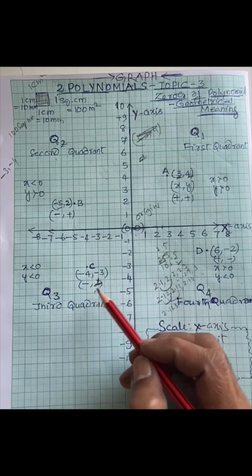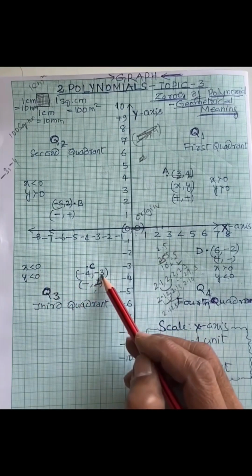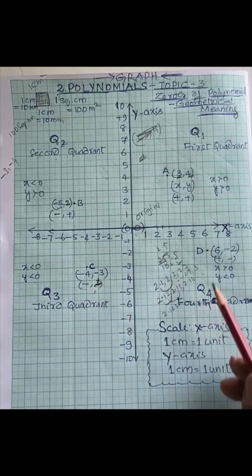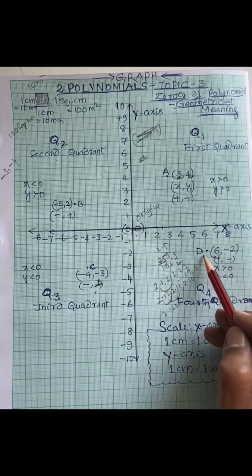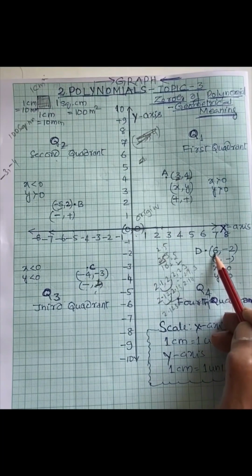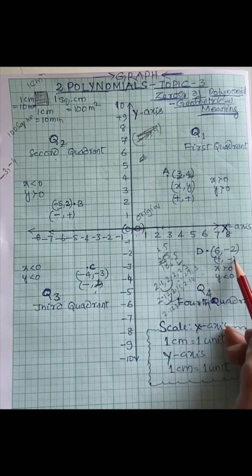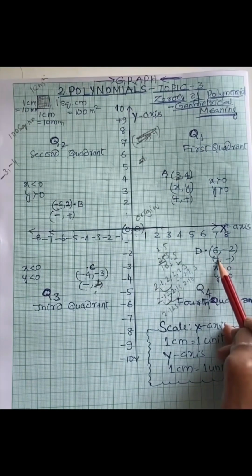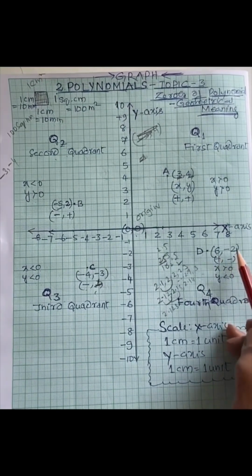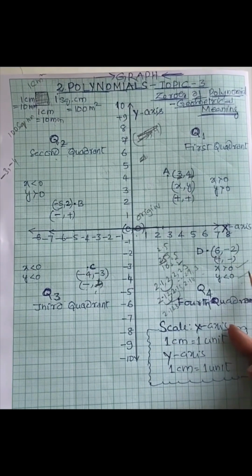Now, x is less than 0, y is also less than 0. Both are negative. Here you see point D, (6, -2). The x coordinate is positive and the y coordinate is negative, because -2 is less than 0. So x is greater than 0 and y is less than 0.